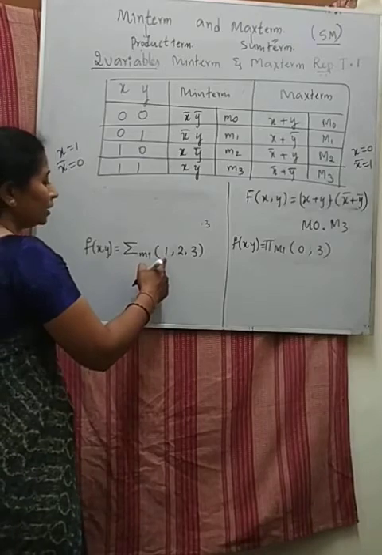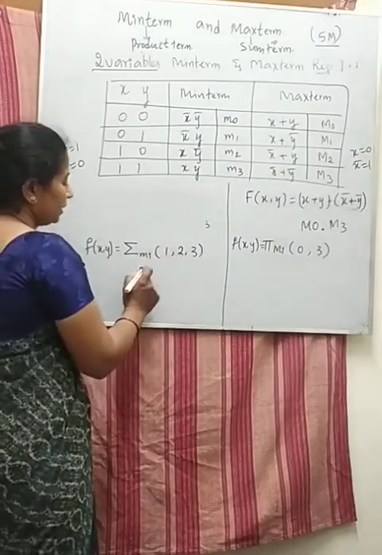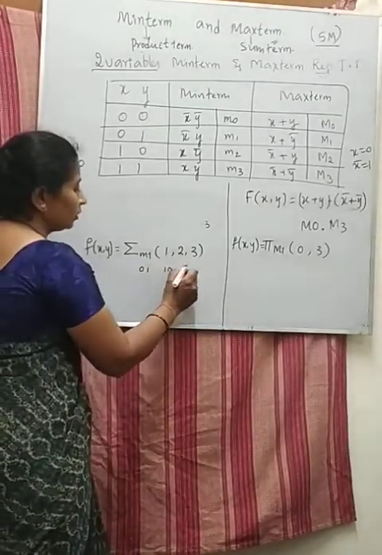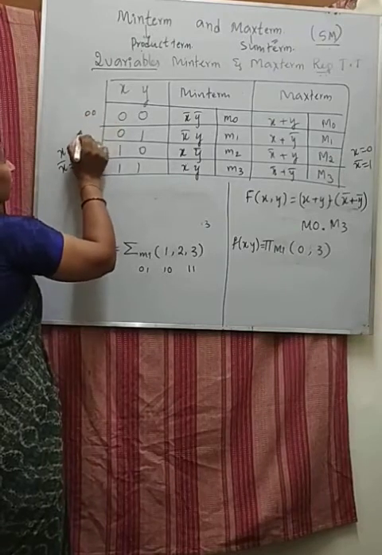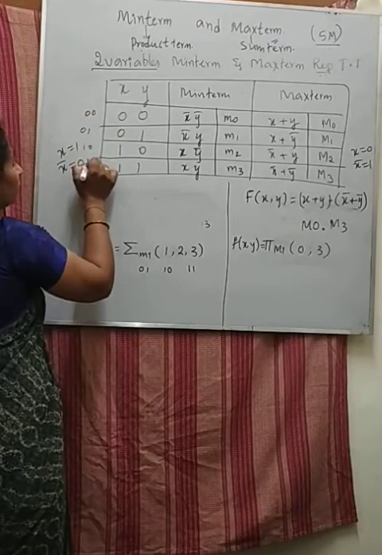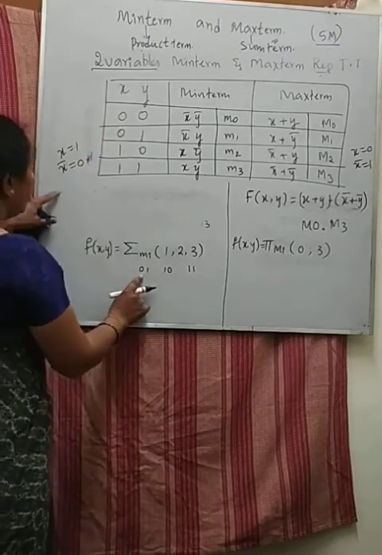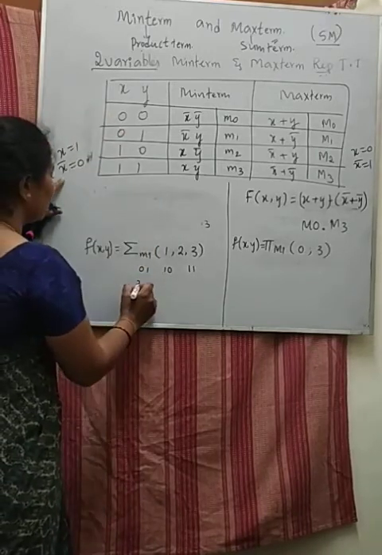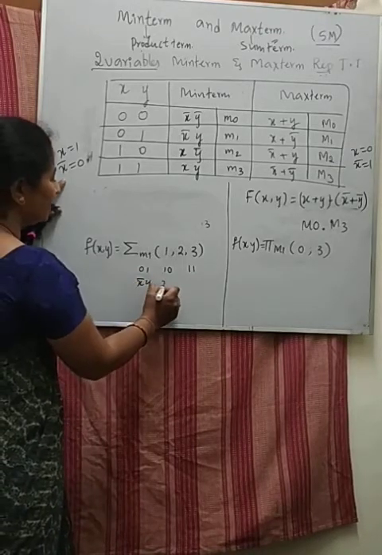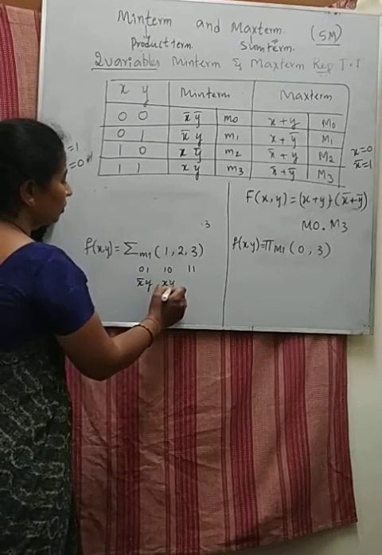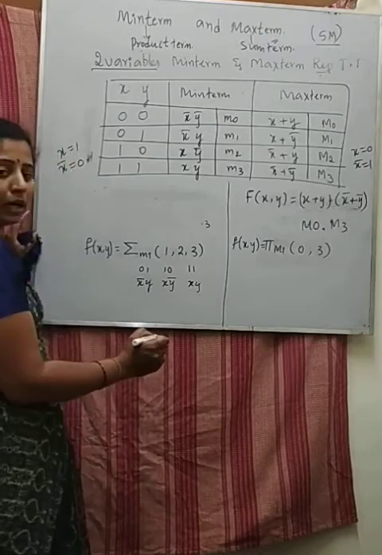How can I write 0? 0 means 0, 1. 1 means 0, 1. 2 means 1, 0. 3 means 1, 1. That means this is 0, 0, 0, 1, 1, 0, 1, 1. According to that, 0 means x is complemented, y is uncomplemented. Here x is uncomplemented, y is complemented. Then here x and y both are uncomplemented.